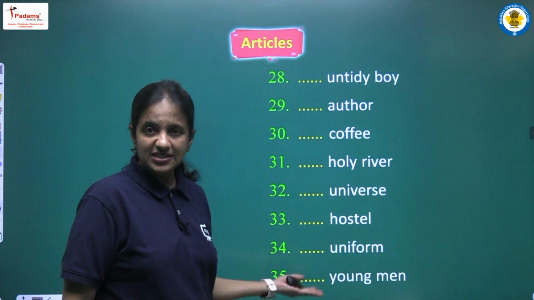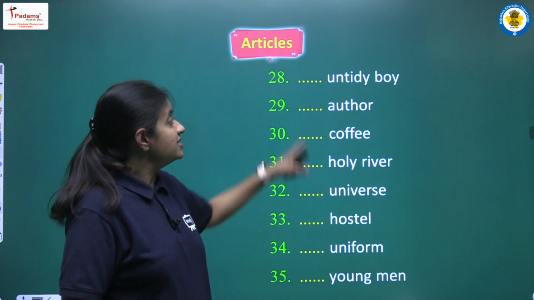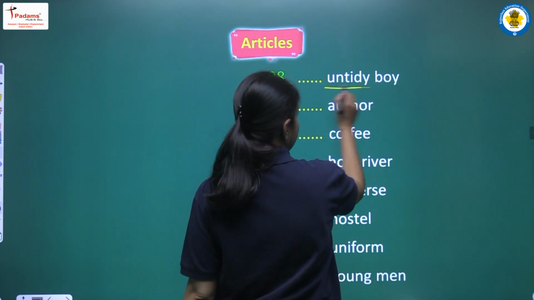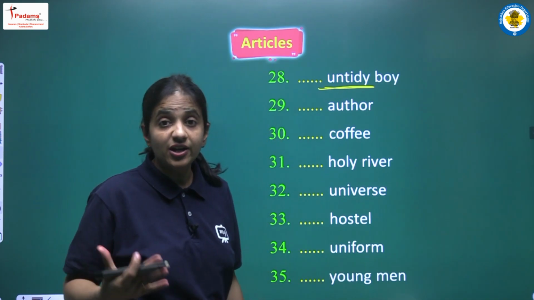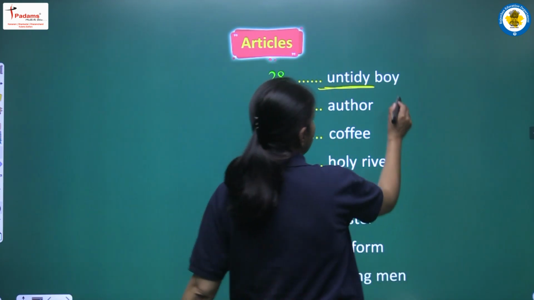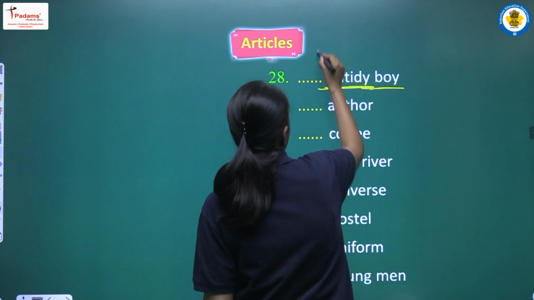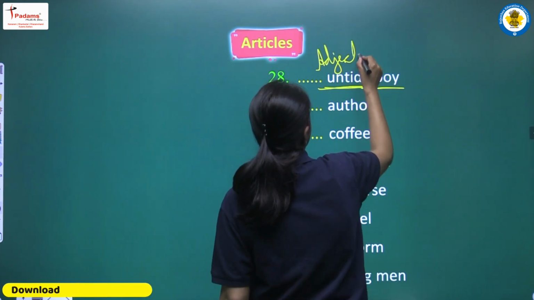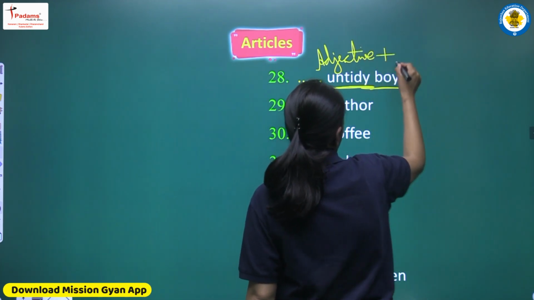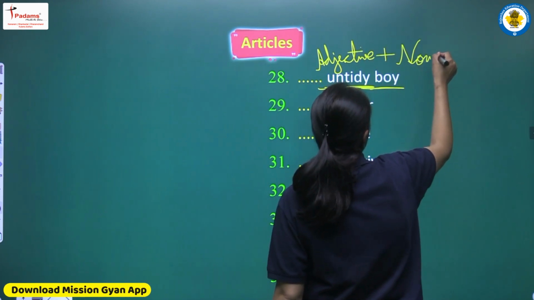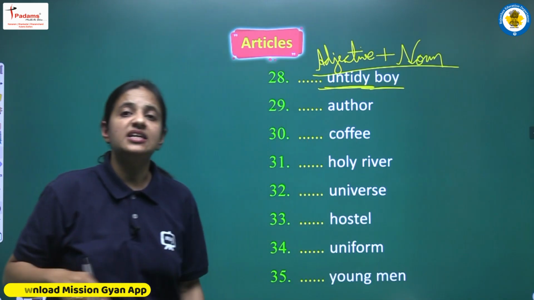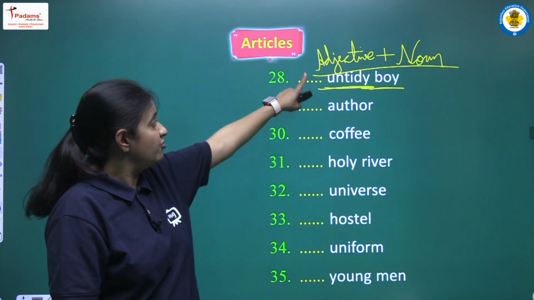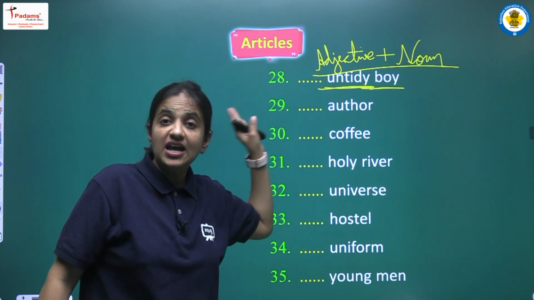Moving on, some more examples we are having. Next one is untidy boy. So again students, here we can see untidy, this is the adjective, but after adjective we are having noun also. So here we can say adjective plus noun. So if this combo is given to us, adjective is there, but after adjective noun is also there. So before that combo we can use the articles.